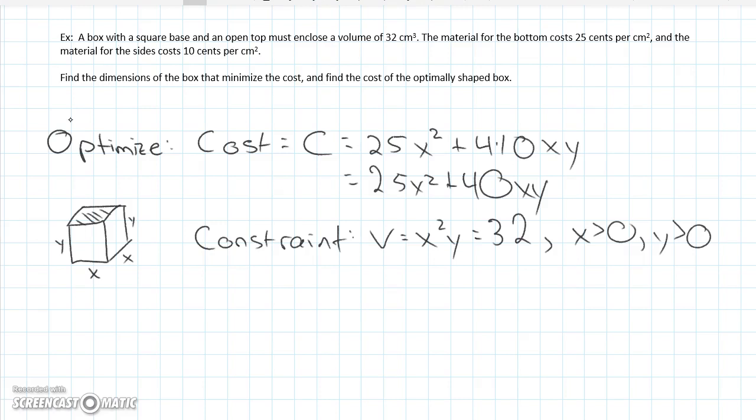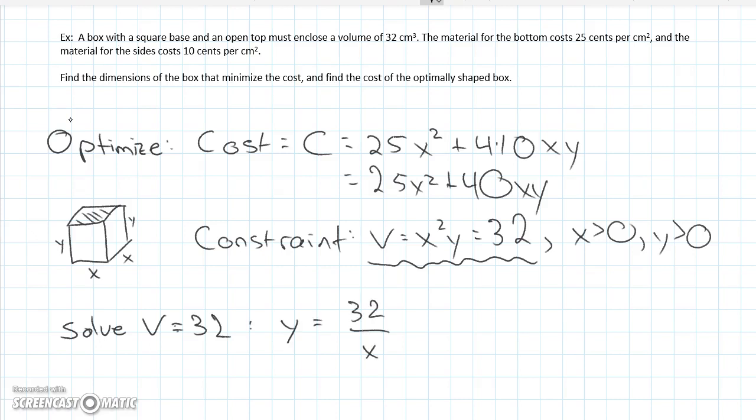Okay, so like usual, what we want to do is get our cost function to only involve one variable. And the way to do that is to take our constraint equation here, solve it for one variable, and then plug into the cost function. So let's solve V equals 32. I guess we solve an equation. So that's going to say y equals 32 over x squared. And then we can plug into C.